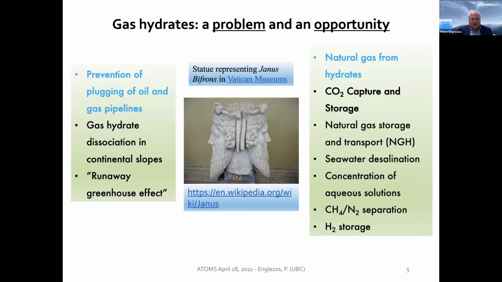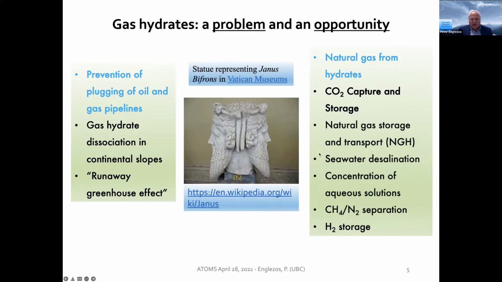And I like to look at hydrates from a similar lens, because on my left, I can see hydrates as being a problem, and that has created the need for finding ways to prevent the plugging of oil and gas pipelines. That's been a problem with us since the 1930s, and it's still a challenge as we move into more offshore production and more challenging production and processing locations. It can be a problem also in continental slopes, where the decomposition can fluidize the slope and create unstable conditions. And lastly, it can create a runaway greenhouse effect. As a result of current global warming, methane in the earth can begin being released into the atmosphere.